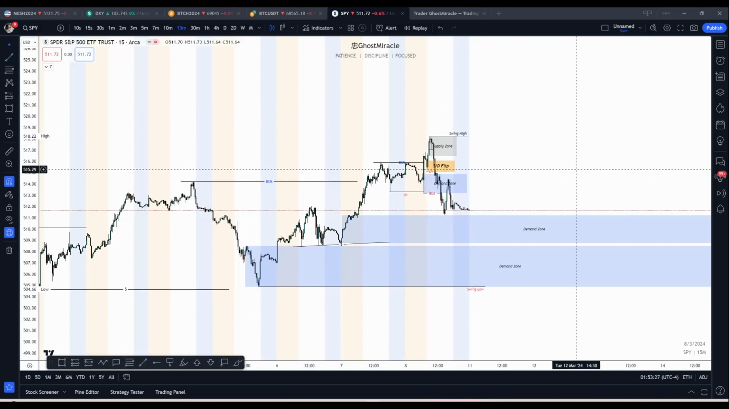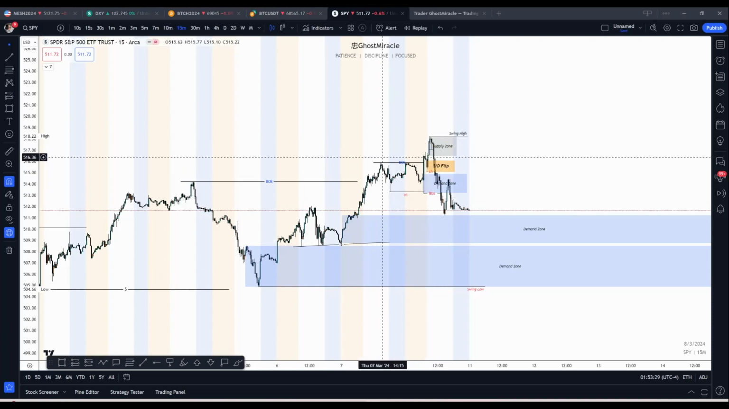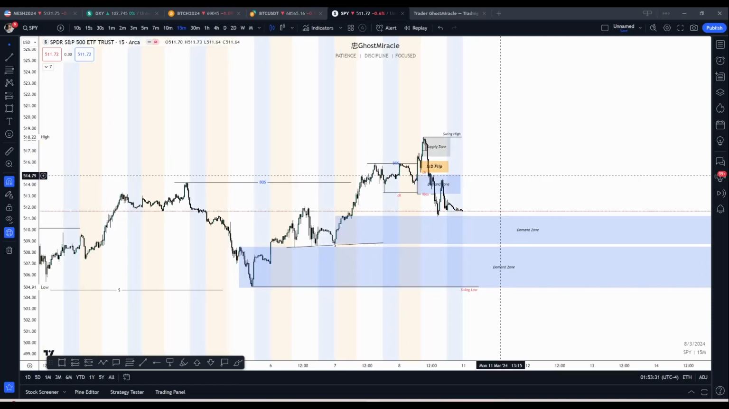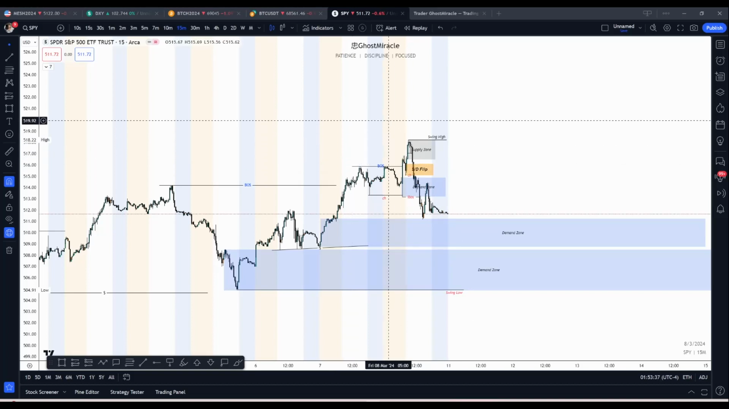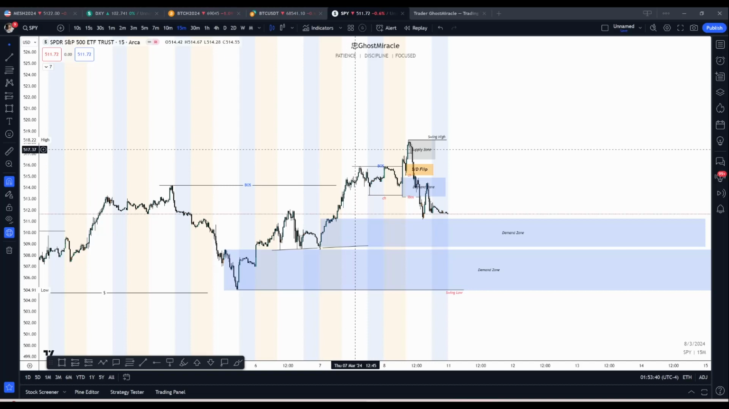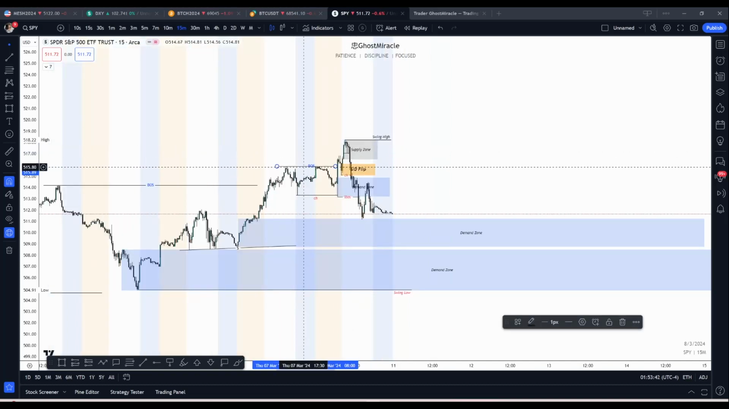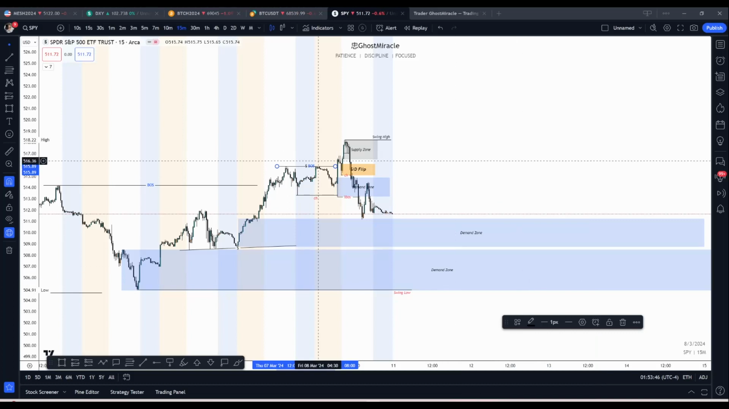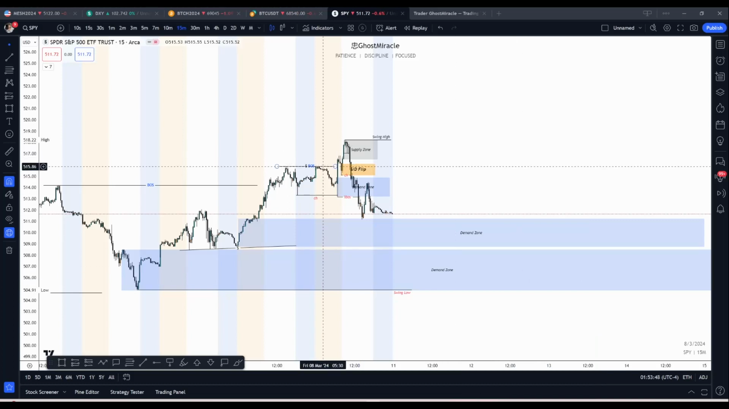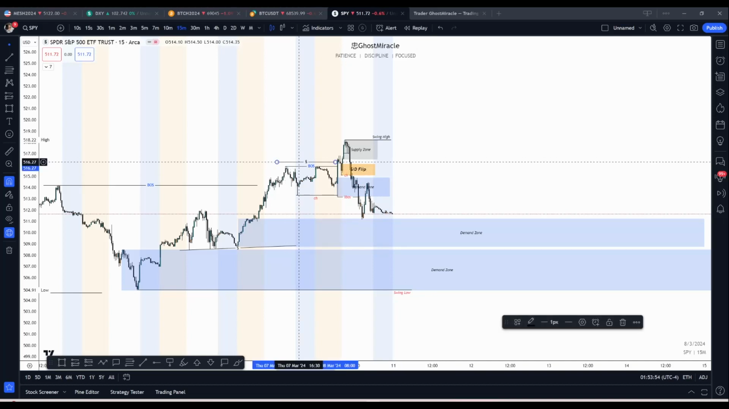and swing high, because this is just continuation. So this is more so kind of like, I would say for me, internal break, if you even want to count it as a break itself, because of this liquidity of equal highs sitting here, right?